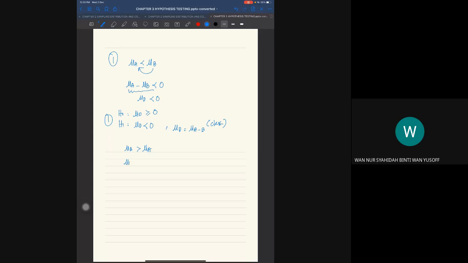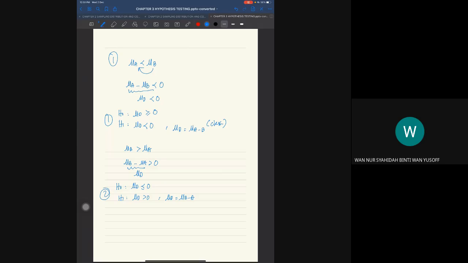Then you will have mu B minus mu A greater than 0, and this is your mu D. So you will have another hypothesis here: mu D greater than 0, mu D less than or equal to 0, where here mu D is mu B minus mu A. The next analysis must be B minus A for the data difference. So you can choose which one you want, the first hypothesis or the second hypothesis.